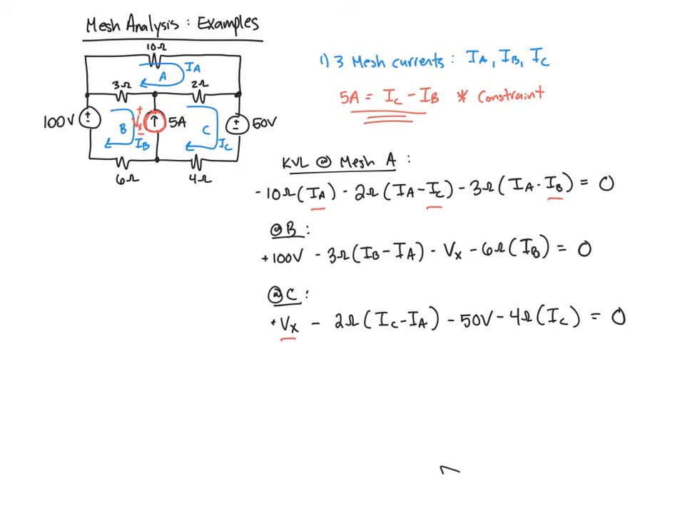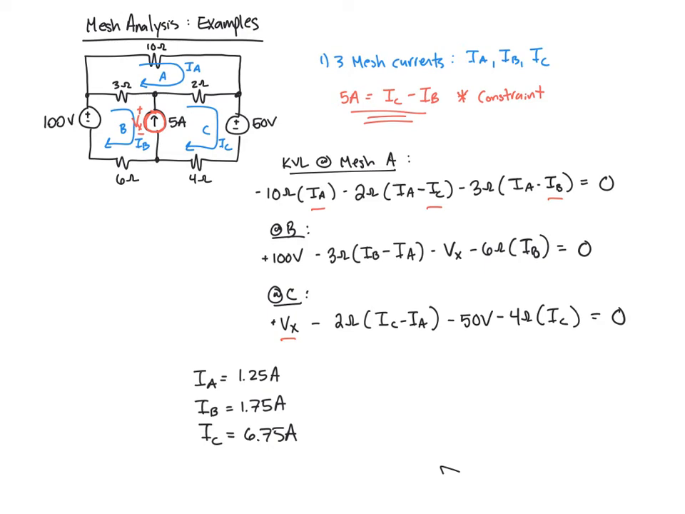Therefore, the 4 equations can be solved, getting us the 4 unknowns. And our solution is IA equals 1.25 amps, IB equals 1.75 amps, and IC is 6.75 amps. Note from these mesh currents we can find any other parameter that we want in the circuit.